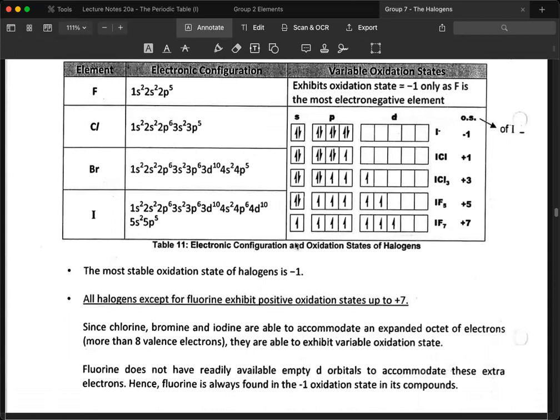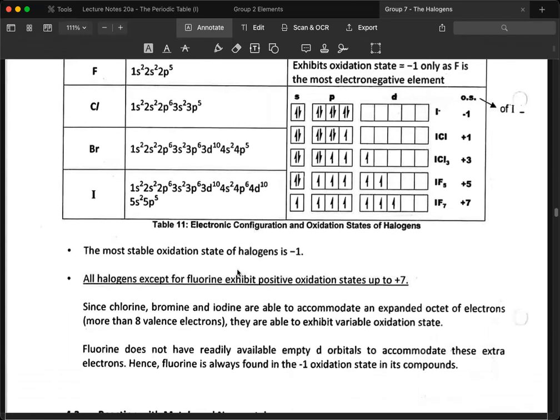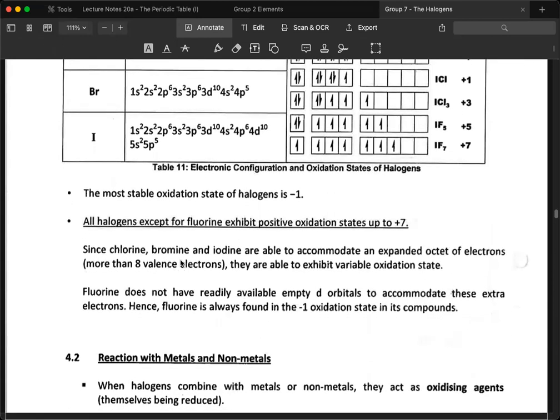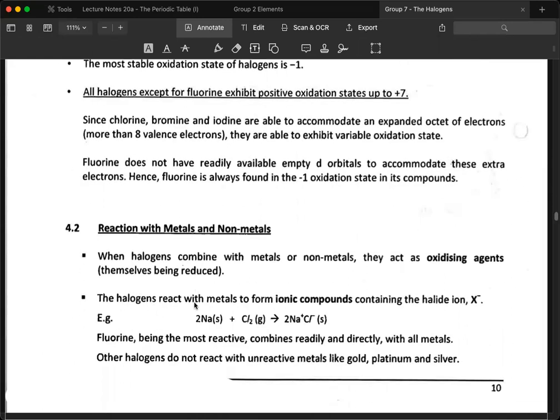The most stable oxidation state of halogen is -1. All halogens except fluorine exhibit positive oxidation states up to +7. Because chlorine, bromine, and iodine can accommodate an expanded octet of more than 8 valence electrons, they can exhibit variable oxidation states. Fluorine, as I mentioned, does not have available empty d orbitals to accommodate the extra electrons.